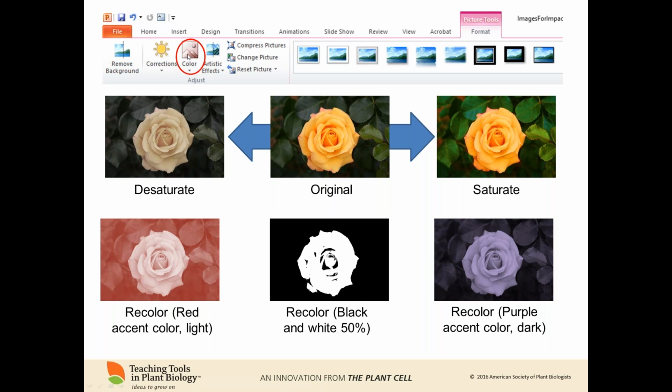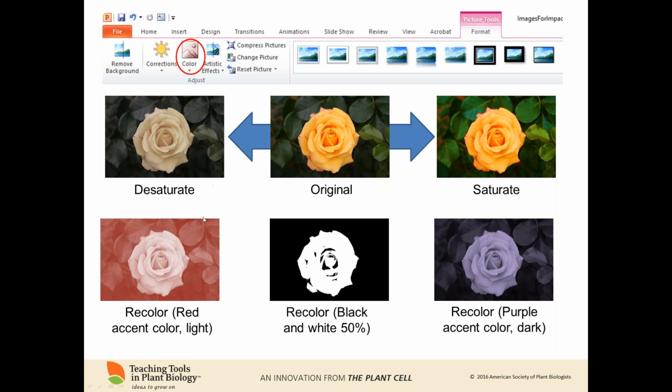Another set of tools we have are the color tools. So here we've started with our original image, and we've desaturated the color. So we've made the intensity of the color less. It's got more of a gray feeling to it. And here we've saturated the color, so we've brightened it up a bit, just using the color palette.